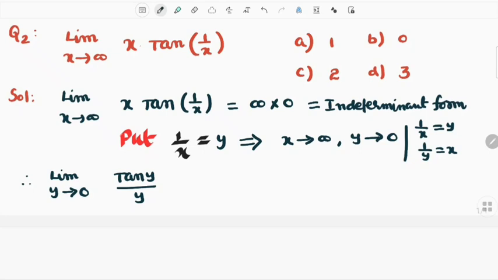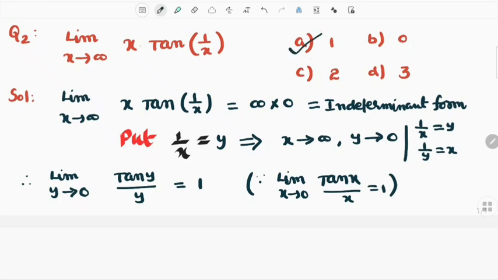It is the standard result: limit x tends to 0 of tan x by x is 1. Similarly, limit y tends to 0 of tan y by y is equal to 1, since we have the formula limit x tends to 0 of tan x by x is equal to 1. So the first option is the right option.